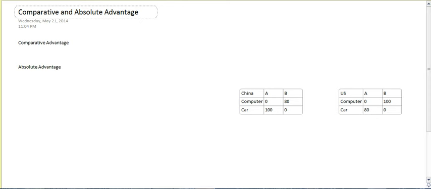Hi class, in this lesson I'm going to talk about the concept of comparative advantage and also absolute advantage. Comparative advantage is when you compare two economies, or two companies, or two people, and whoever has a lower opportunity cost has it. And absolute advantage is whoever can produce more of a good.